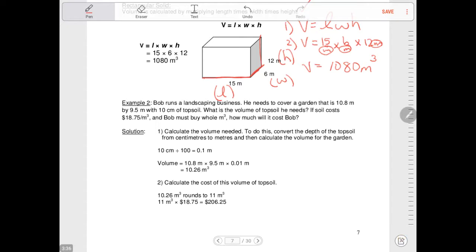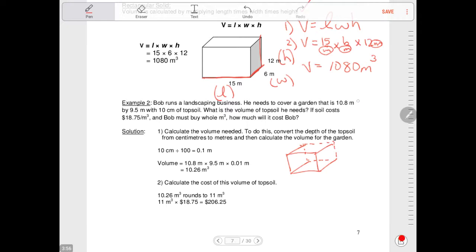Bob runs a landscaping business. He needs to cover a garden that is 10.8 meters by 9.5 meters with 10 centimeters of topsoil. So it's interesting here. Essentially what we have is we're probably going to have a rectangular cube here again.